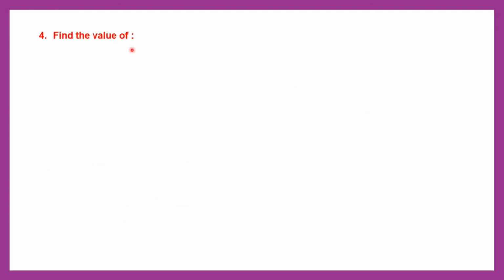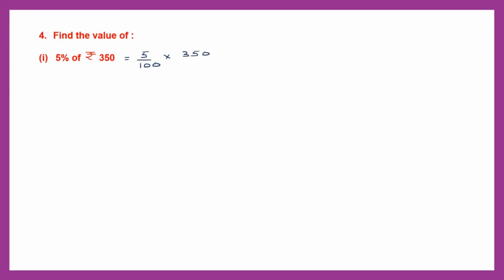Question 4. Find the value of, first one, 5% of rupees 350. Here, what are we doing? We're finding the percentage of a quantity. When you have a number given with the percentage sign, make that by 100. So 5% means 5 by 100. So let's write that. So this is 5 by 100 of, which means into, 350.